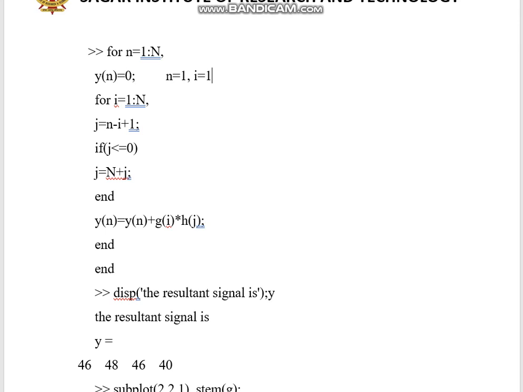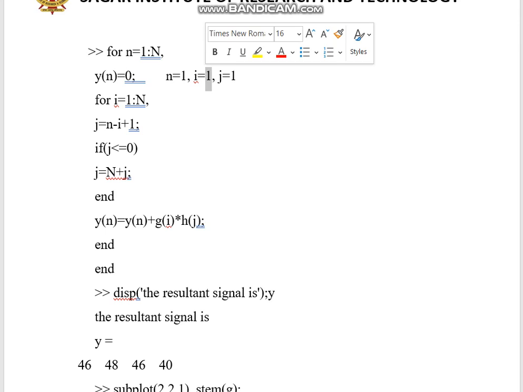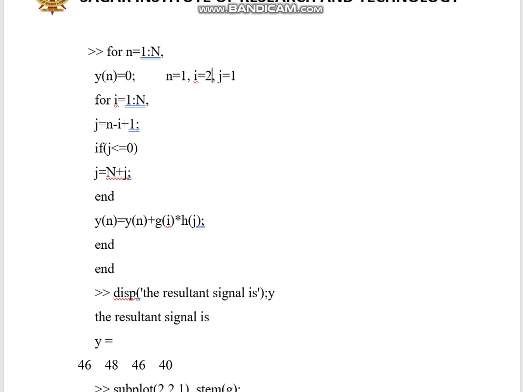Now in that case j will be equal to 1 minus 1 plus 1, that means j is equal to 1. So i and j both are 1. Initial value of y(n) is 0. So here we will have y(n) is equal to g1 into h1. Now for n is equal to 1, I will take i is equal to say 2. Now j will be equal to 1 minus 2 plus 1. That means j will have value 0.